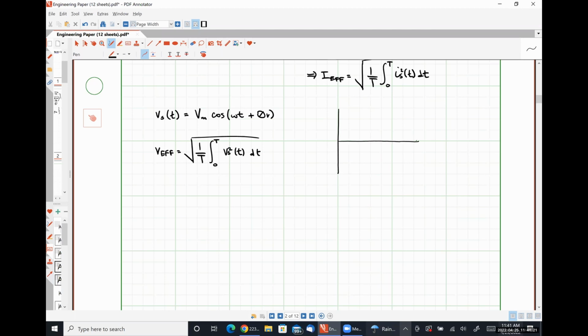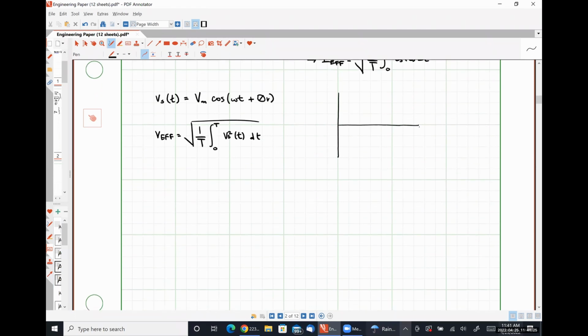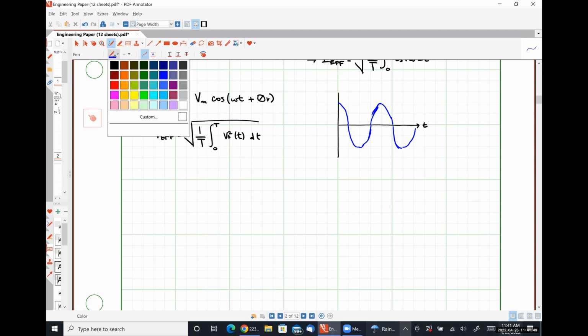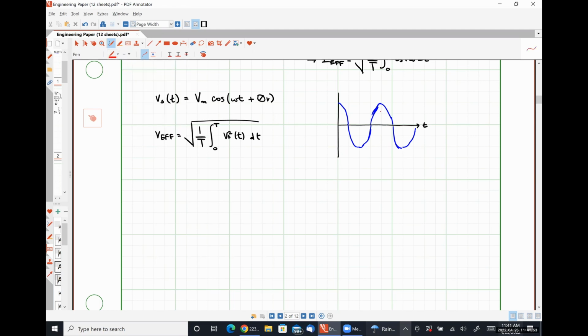So if I were to plot the cosine function, it would look something like this. Arbitrarily, I'm going to say that the distance between the positive peaks here represents the period of the sinusoid, right? Because it's when this signal starts repeating itself.